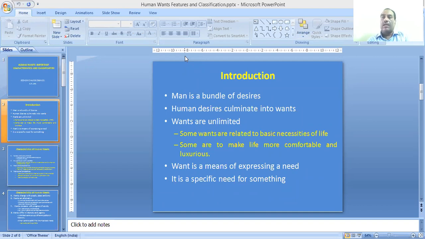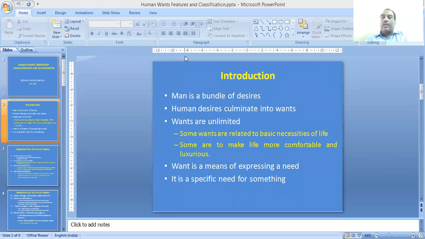So wants are unlimited. Some wants are related to basic necessities of life: food, shelter, clothes. These are the wants which are related with the basic necessities of life. And some are to make life more comfortable and luxurious. Once we get the minimum, then we try to obtain the things which are essential for the easy life, which makes our life comfortable and luxurious.